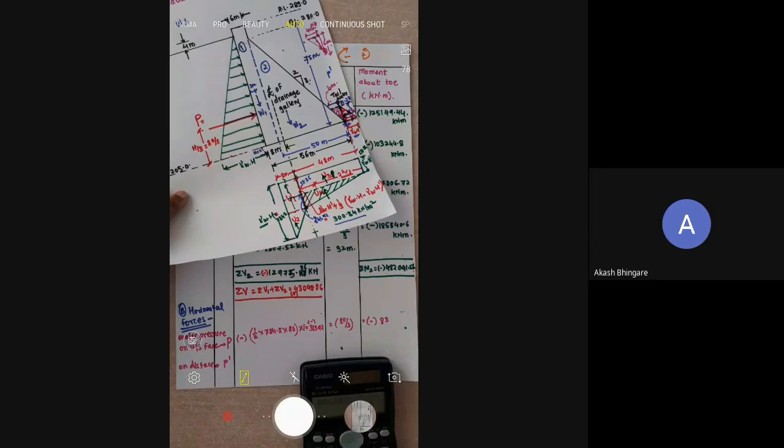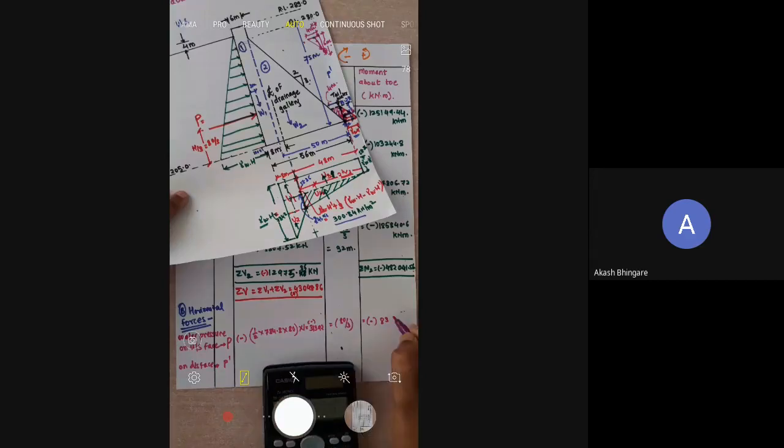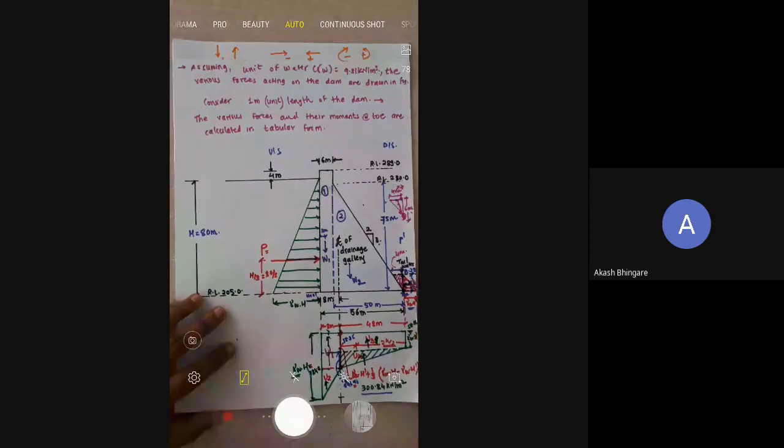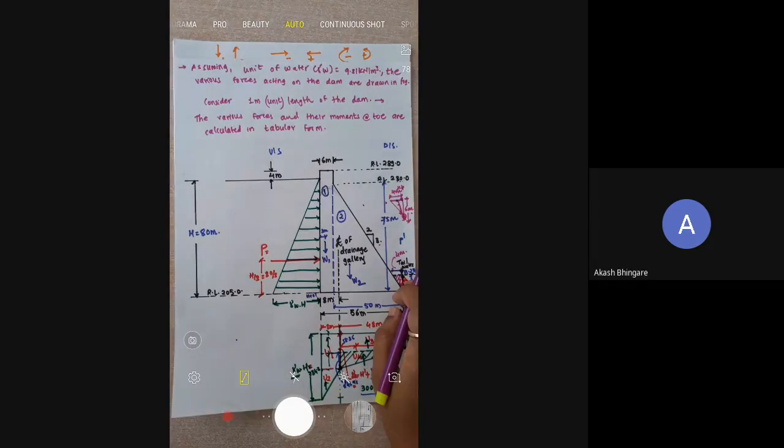It will be 837120. Okay. Now P dash will be acting on the downstream side. So in which direction will it act? It is towards the reservoir side or towards left. Therefore, the sign for this force will be positive.